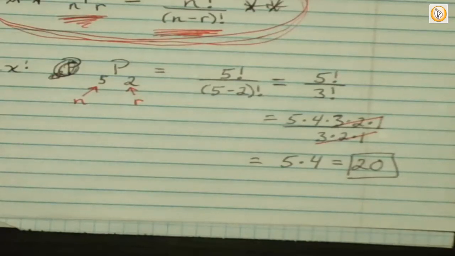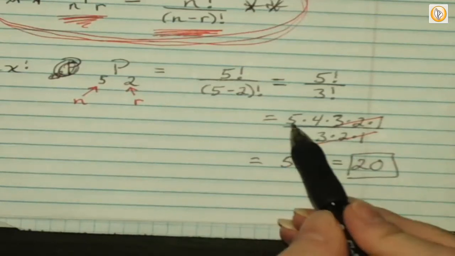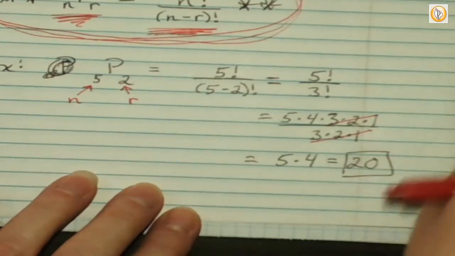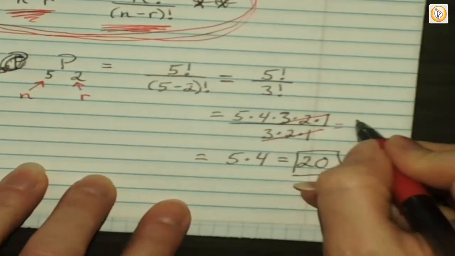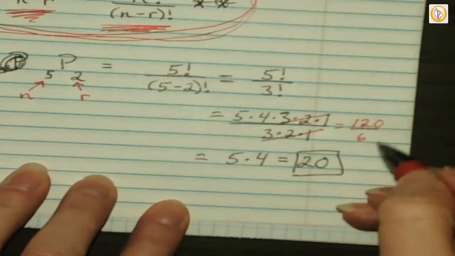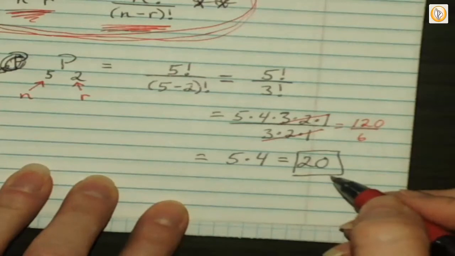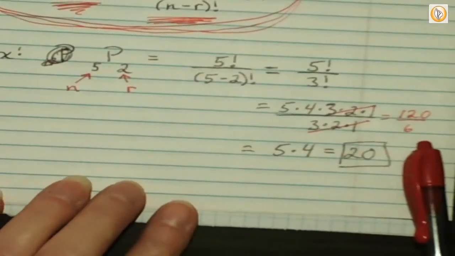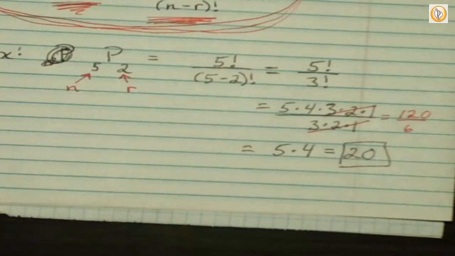What if you weren't to cross out the 3, 2, 1? If you did this total, let's say you didn't cross anything out, you would have gotten 120 up here and 6 down here. 120 divided by 6 is 20. So if you didn't cross it out, then you could still get the right answer. But if you can cross it out, cross it out. It'd be a lot easier.